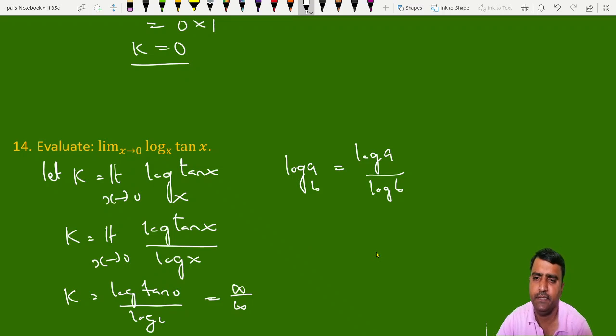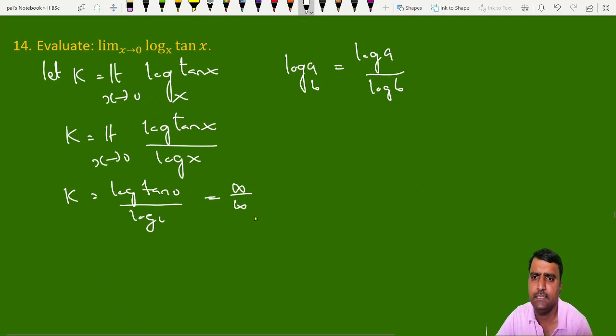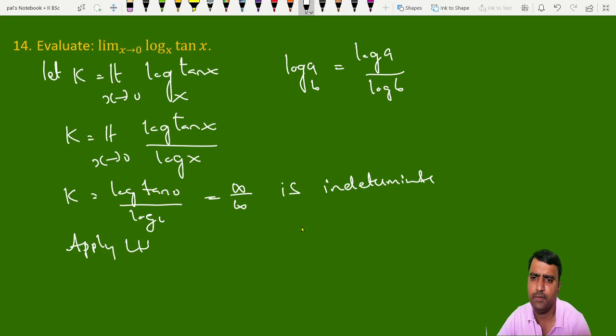So infinity by infinity, it takes infinity by infinity form. Once again it takes infinity by infinity form. So k is indeterminate, so you can apply the L'Hospital's rule here.